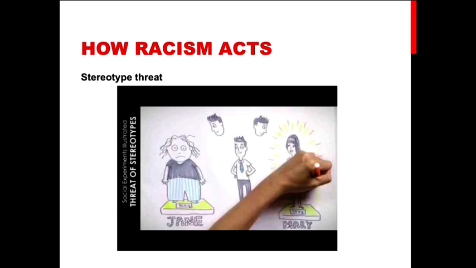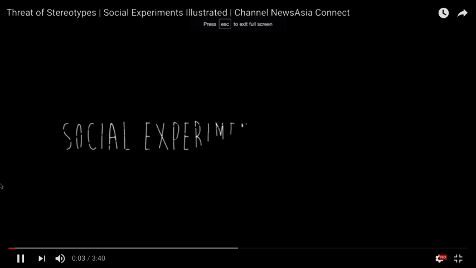Now, how does racism act? What does it look like? It can operate in much more insidious ways than simply calling names, like racial epithets. One example is stereotype threat. This video will explain what stereotype threat looks like.